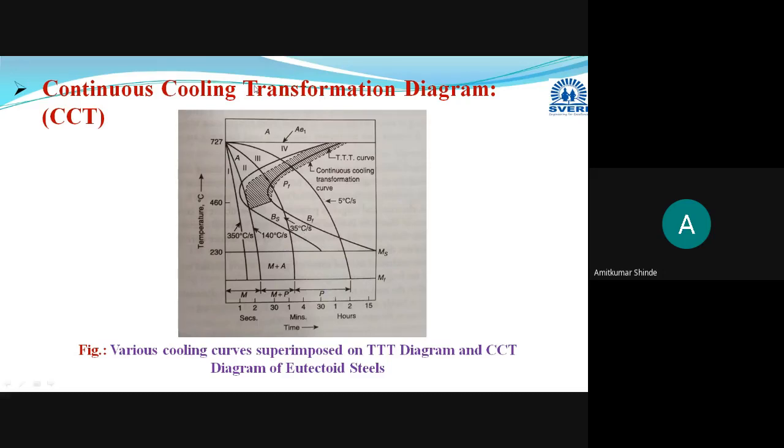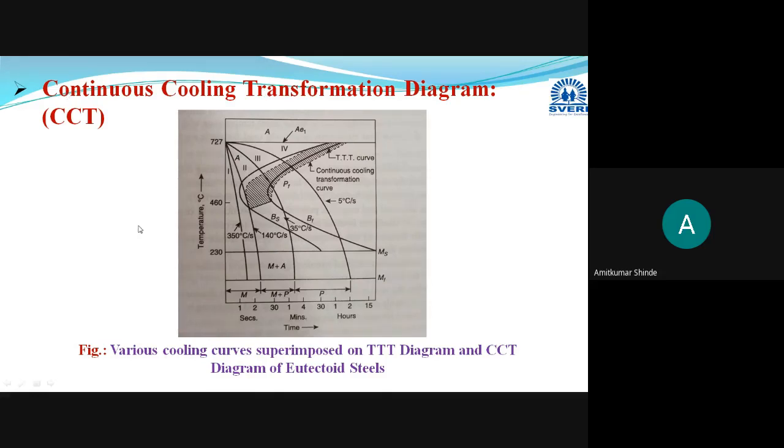In this continuous cooling transformation diagram, Bainite is not formed, whereas in the TTT diagram, Pearlite, Bainite, and Martensite can be obtained depending on different cooling rates. But in the CCT diagram, Martensite and Pearlite will be obtained. That is the basic difference between CCT and TTT diagrams.